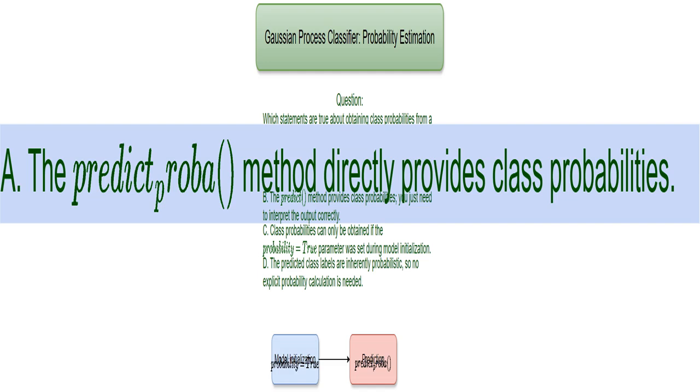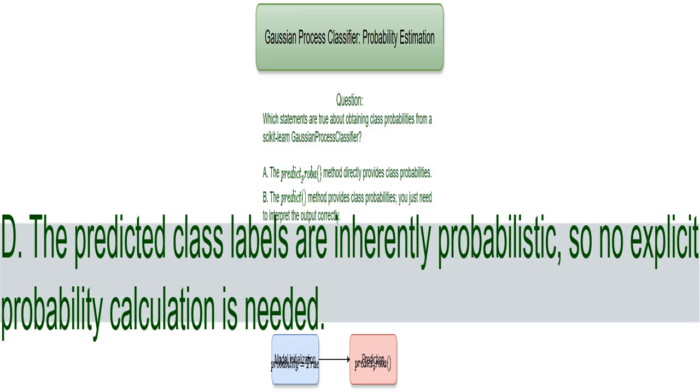It's a critical step. This is false. Although Gaussian processes inherently deal with uncertainty, you'll still need to explicitly enable probability calculations with the probability true flag during initialization and then use the predict_proba method. It is a common misconception that probability is automatically calculated.